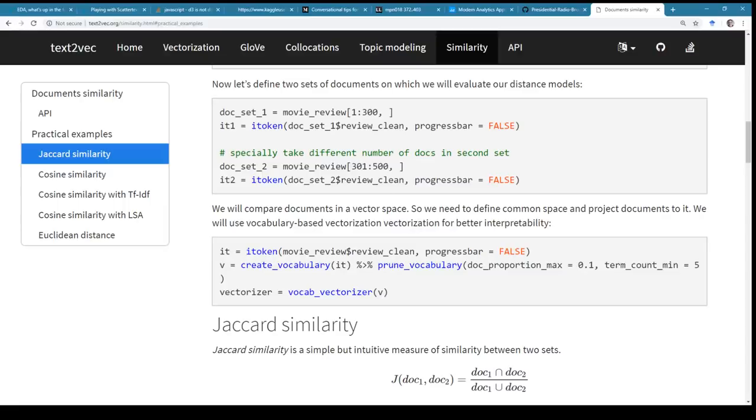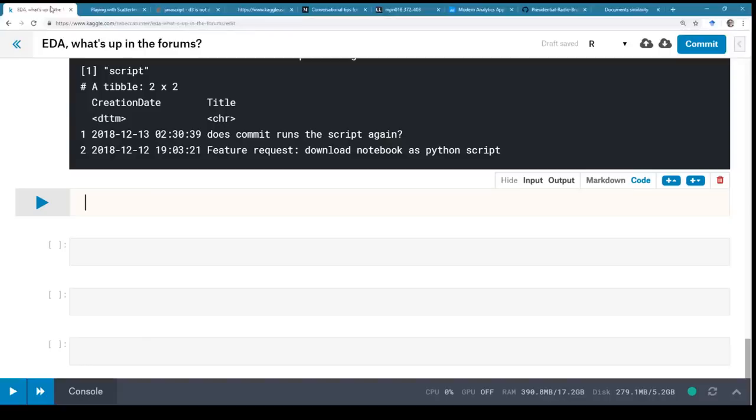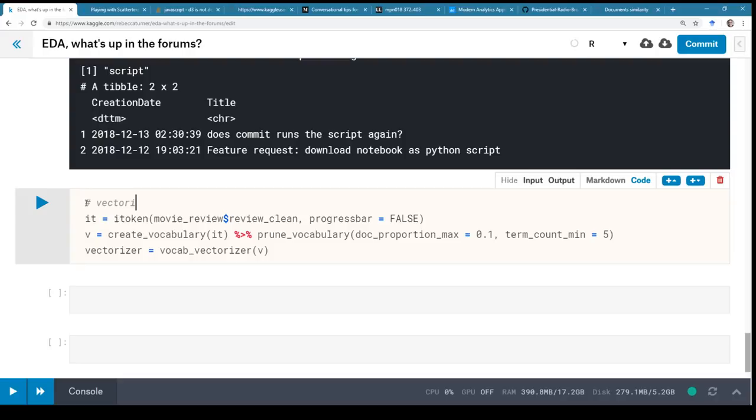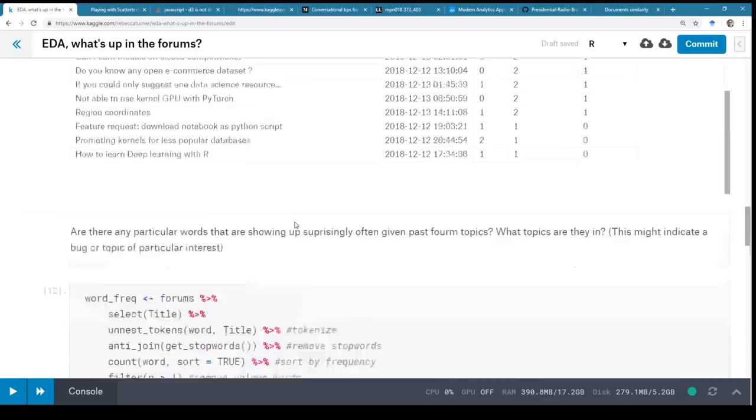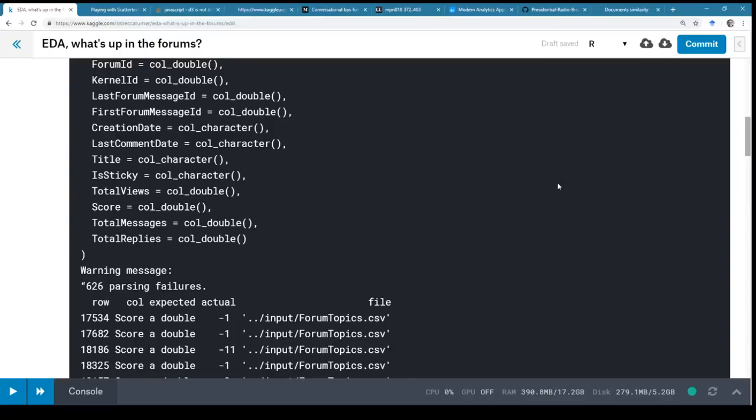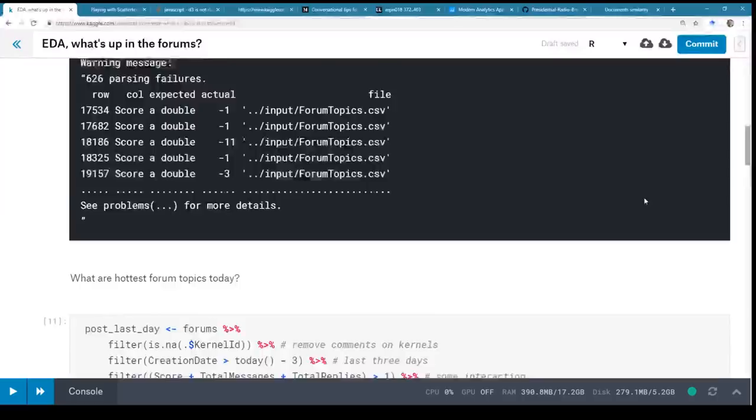Like Xavier and Brian mentioned. So we need to define a common space and project documents to it. We will use vocabulary-based vectorization for better interpretability. So we can use this to vectorize the, there we go, to vectorize the whole history of the forums. And the thing that it is called is, scroll up. Forums.